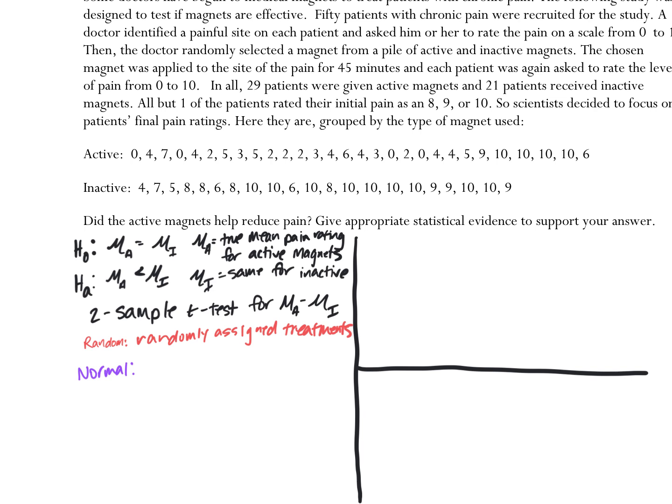Okay? Remember what we said: for really small samples, we want to see that mound-shaped and symmetric. But for those close but not close enough samples in size, which I would describe both of these as, we just have to look at some display that shows no major skewness or outliers. Okay? Is everybody with me so far?